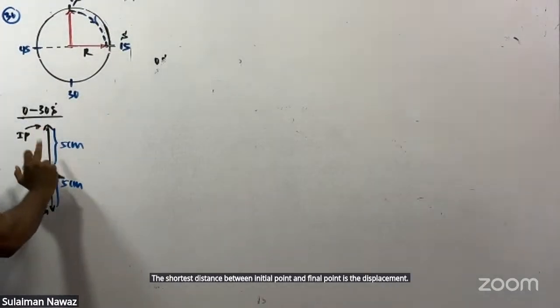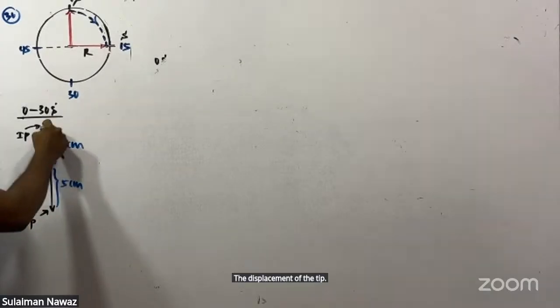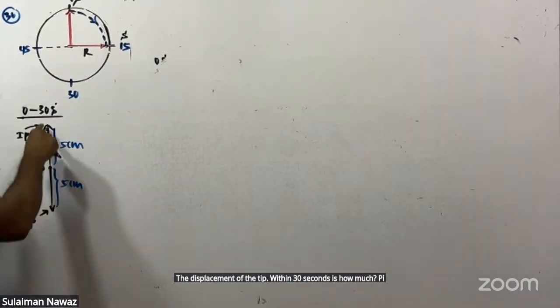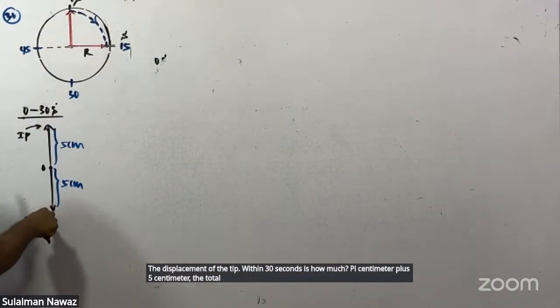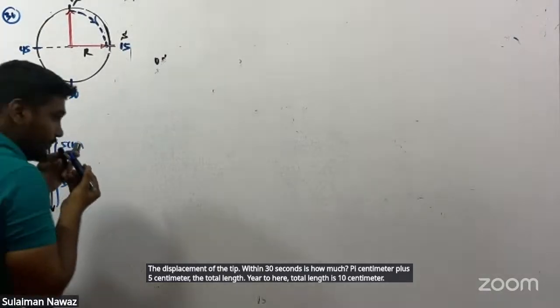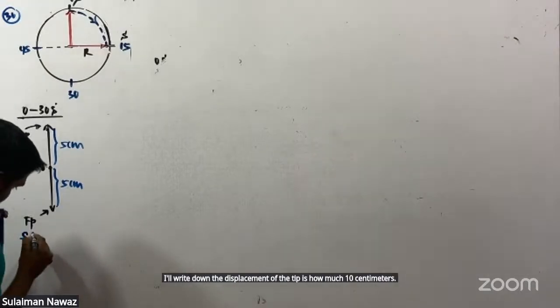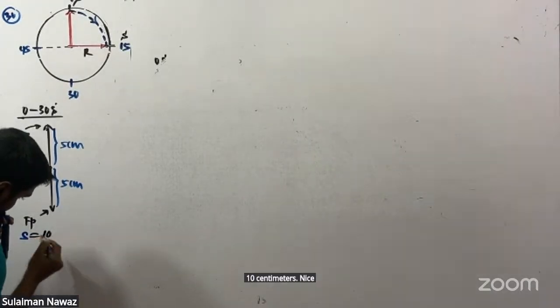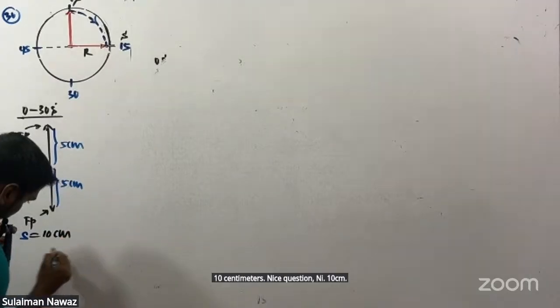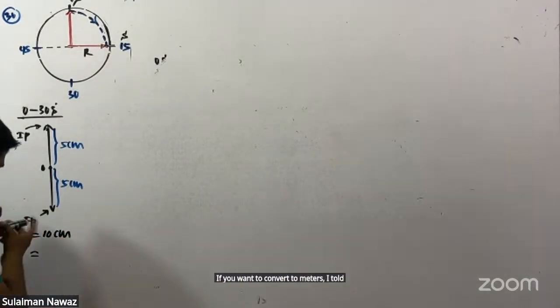The displacement of the tip within 30 seconds is how much? 5 centimeters plus 5 centimeters. The total length, from here to here, is 10 centimeters. Then write down, the displacement of the tip is how much? 10 centimeters. Nice question.